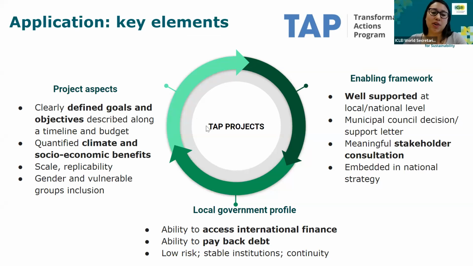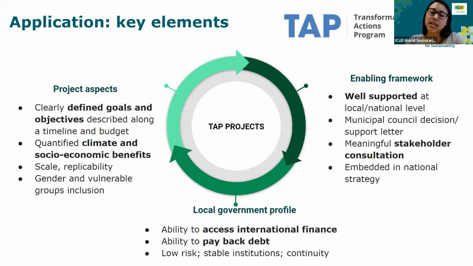First, regarding the general aspects of the project, we expect applicants to define the project's objectives and goals in a way that is very clear and consistent with a timeline and budget. And for the climate and socioeconomic impacts, it's very important that applicants try to quantify them as much as possible, or at least enlist them in case the project is at the very beginning of its preparation.